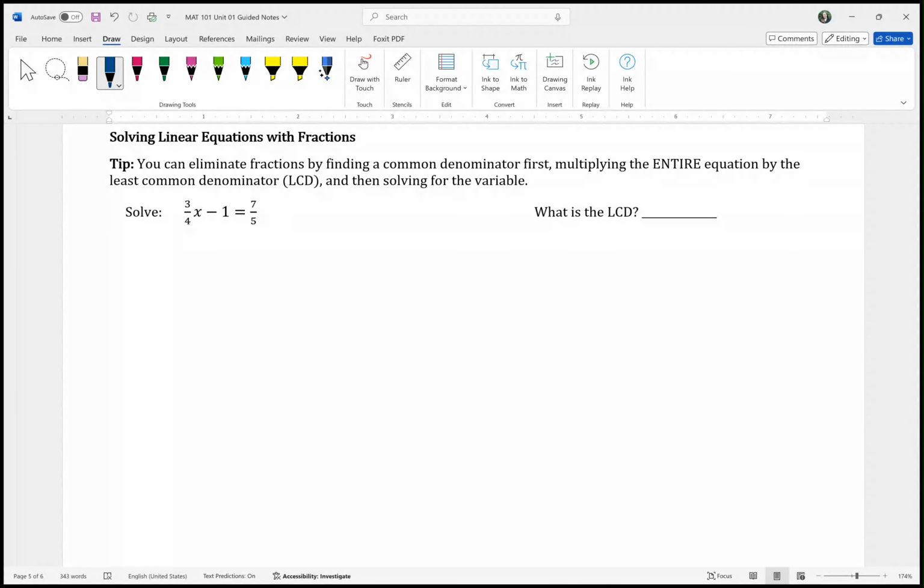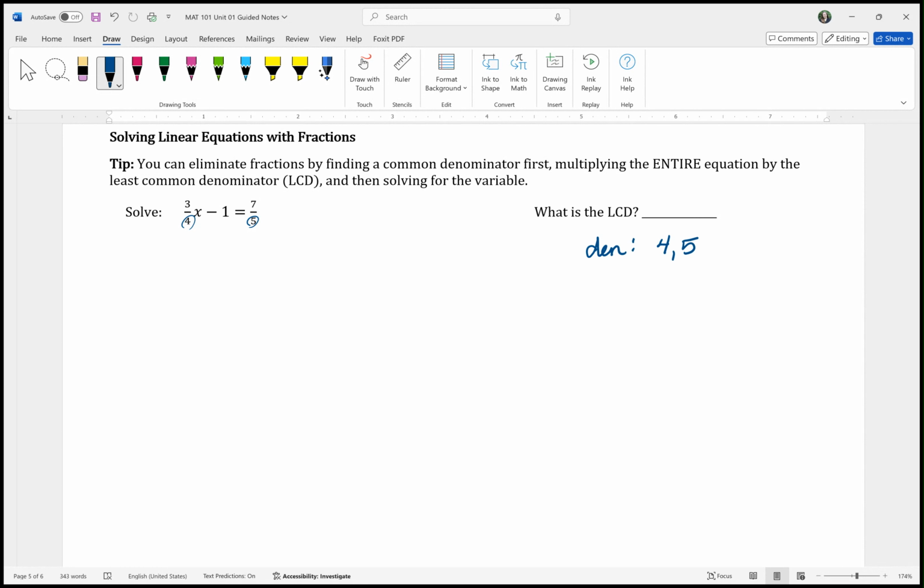And we're going to use a technique of multiplying by the least common denominator to eliminate the fractions altogether and then solve the linear equation as we have in the past. All right, so first step, we need to figure out what is the least common denominator, or LCD. Let's look and see what denominators we even have in the problem. So we have the 4 here and the 5. Okay, so we have denominators of 4 and 5.